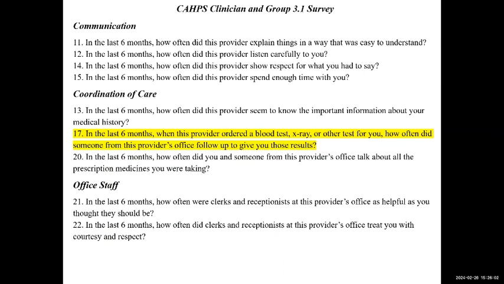And then there are 3 items that are getting at coordination of care. How often does the provider seem to know important information about your medical history? And then when a test was ordered, how often do they follow up to give you test results and so on? And then there are 2 questions about the office staff courtesy and respect. So that's the gist of the CAHPS clinician and group survey 3.1.